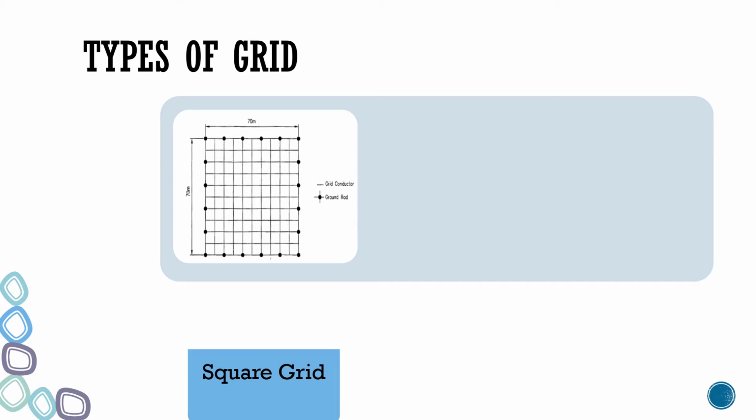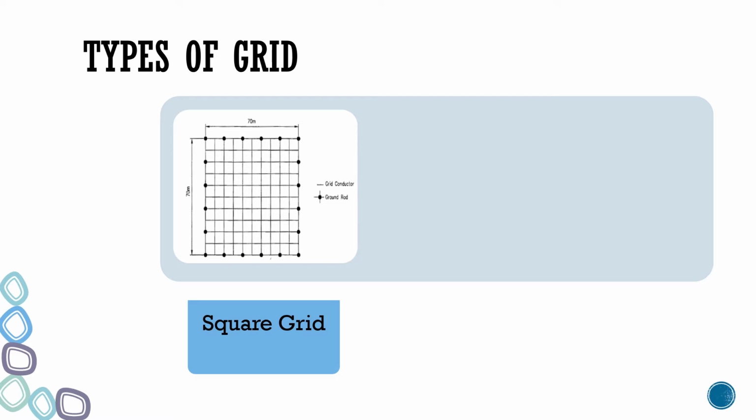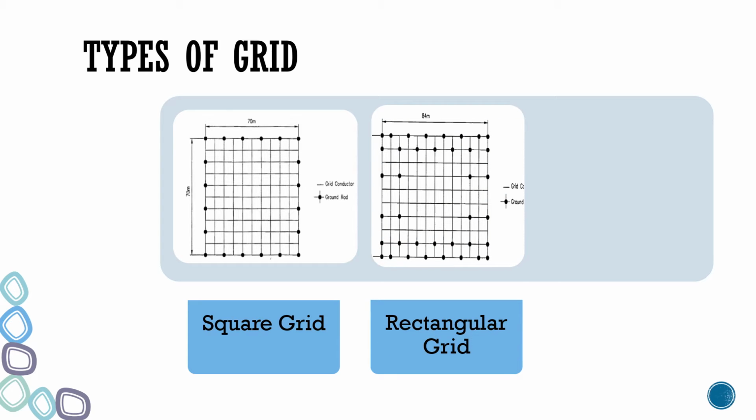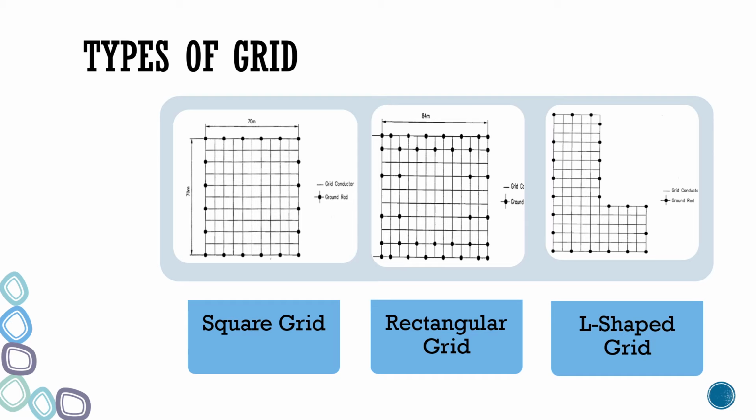Types of grid. First, square grid. Second, rectangular grid. And L-shaped grid.